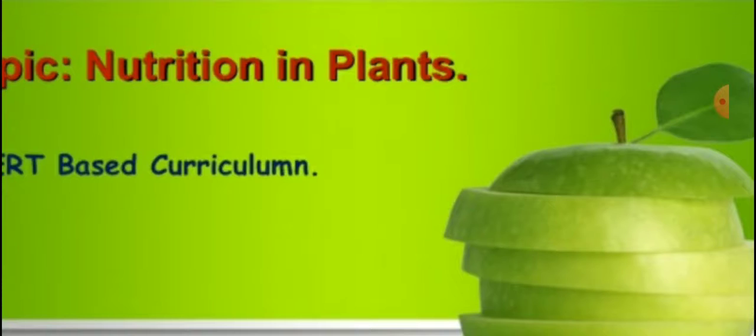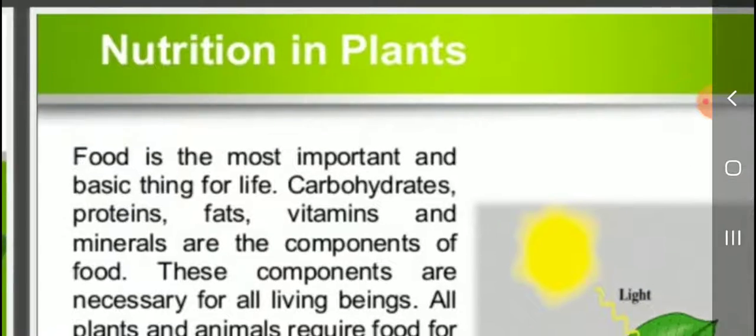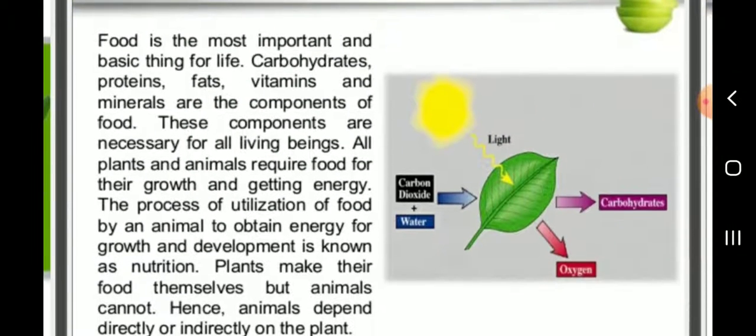Now we are going to discuss the chapter Nutrition in Plants. Just revise this portion, so all of you listen. Nutrition in plants. Food is the most important and basic thing for life. What are the important nutrients?